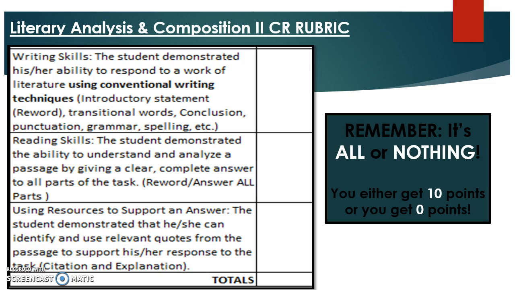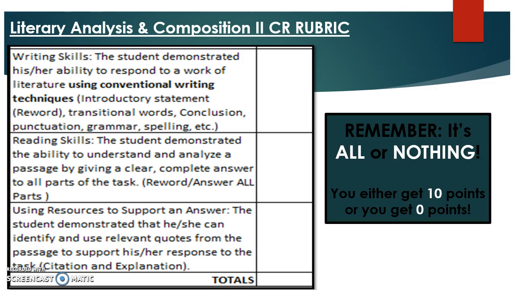The Literary Analysis and Composition 2 CR rubric is designed to mimic the 3 main areas that they grade or that they look for on the Keystone exam questions. So when you have the grading for the rubric, it's pretty strict. It's all or nothing. You either get 10 points in each section or you get 0 points. There's no half credit on this type of assignment.